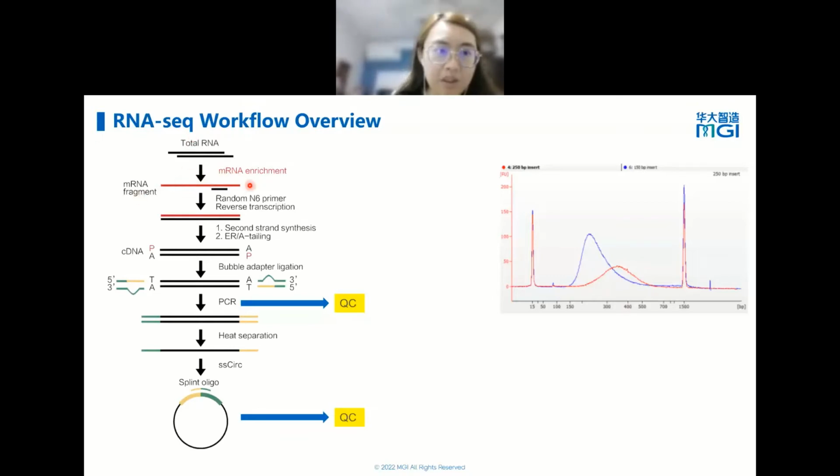So we have to either do an mRNA enrichment to get your mRNA from the total RNA, or another step you can do is the rRNA depletion, whereby you just deplete the rRNA from the total RNA. There are a few differences between these two methods, which I will not go through in detail in this slide. Basically, I just wanted to show you the overall workflow for now.